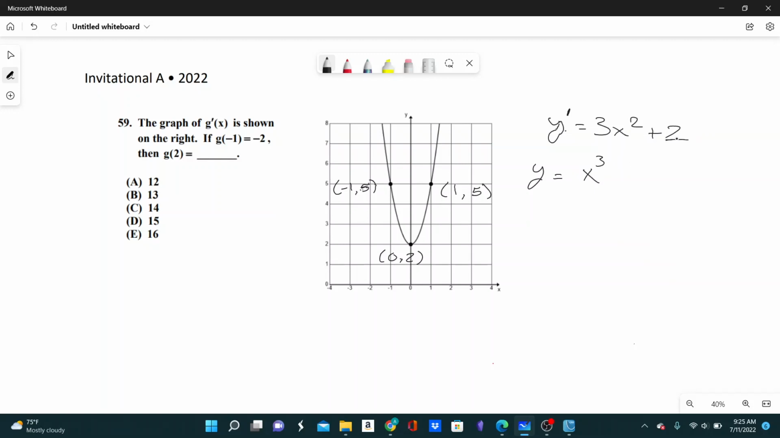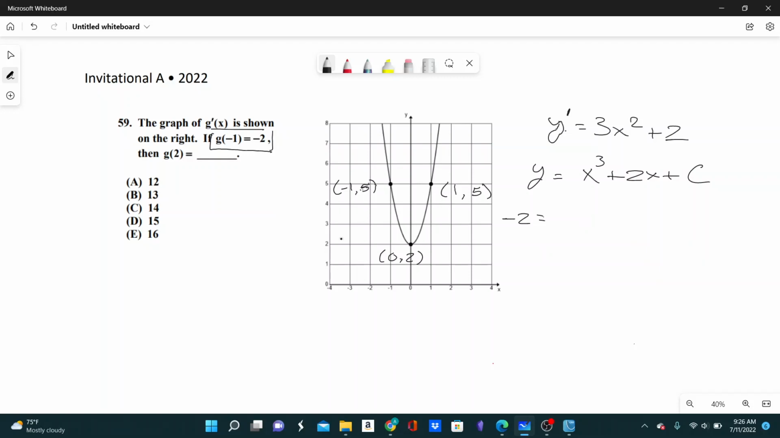And then the antiderivative of a constant is just the constant multiplied by what you're integrating with respect to. So plus 2x. And then you always want to add your constant. And in fact, that's why they give you this piece of information right here. G of negative 1 equals negative 2. Because without that, you can't solve for your constant. So let's see. If we know that if you plug negative 1 in for x, you get negative 2, we can just solve for c.